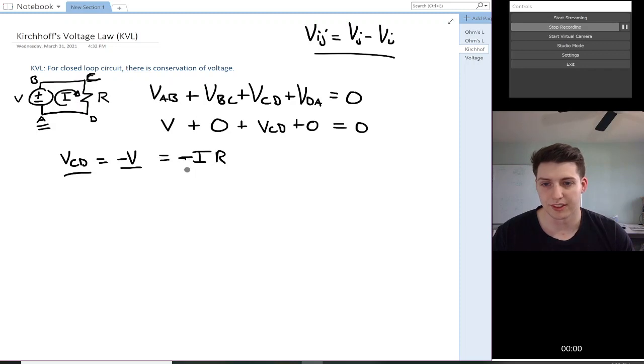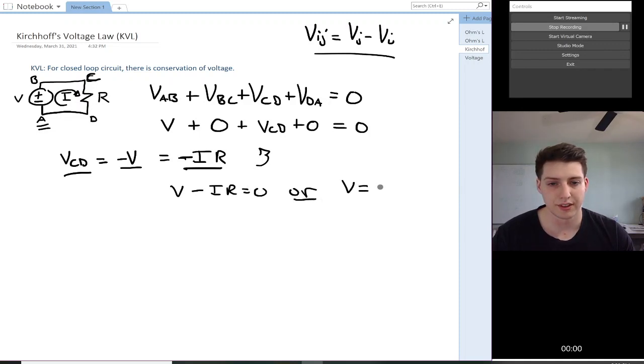So now we have V_CD is equal to minus I times R. We can plug that back into this equation up here to say V minus IR is equal to 0, or V equals IR, which is our Ohm's law.